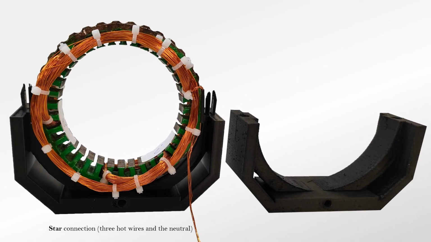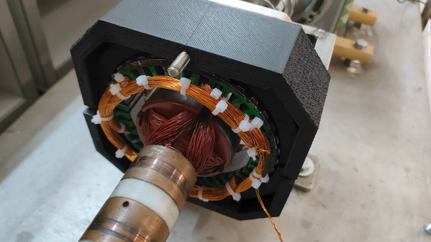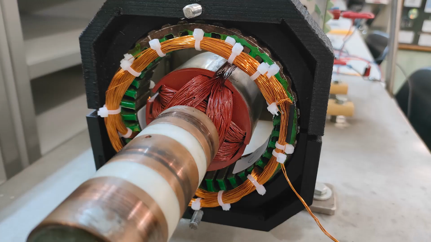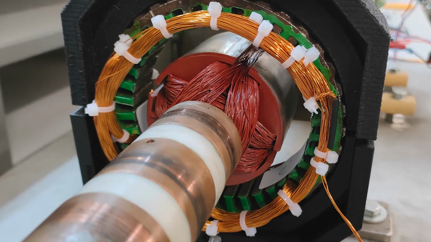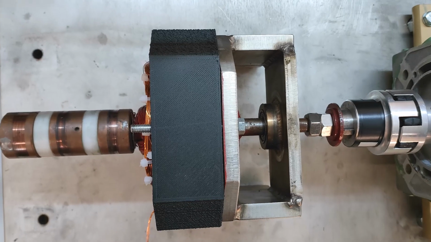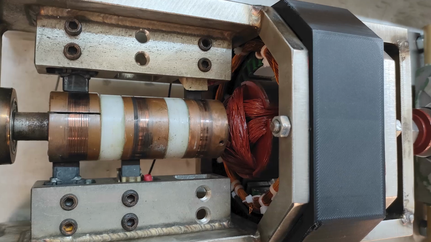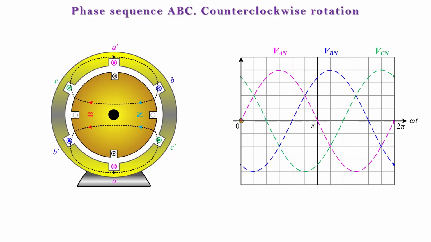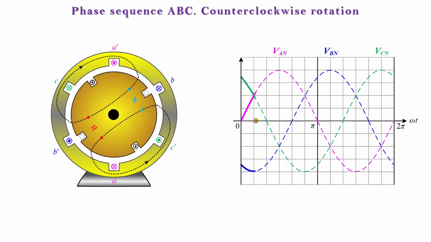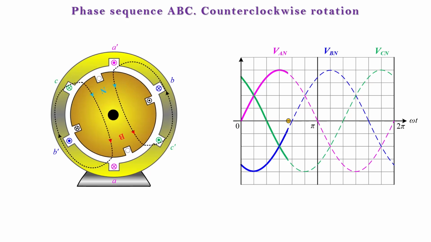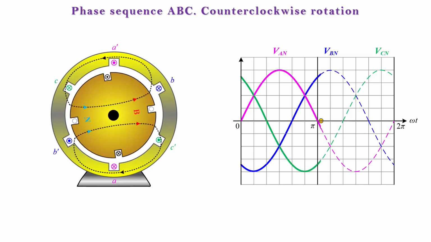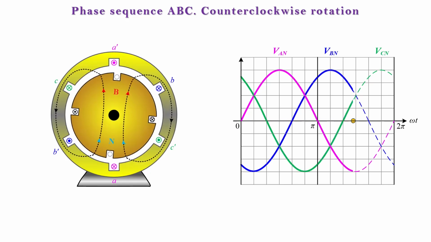We supported the yoke on a base, created on a 3D printer, and screwed the new stator structure to the available test bench. When the rotor shaft rotates counterclockwise, a three-phase voltage with an ABC sequence is generated.